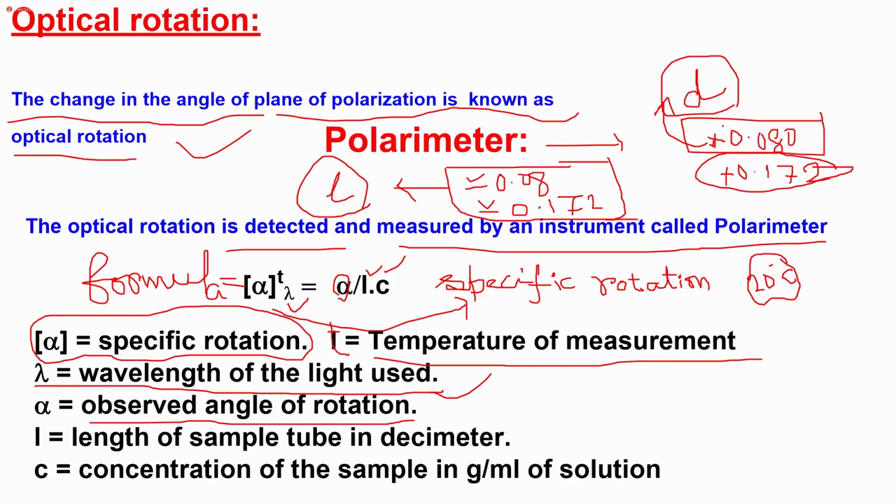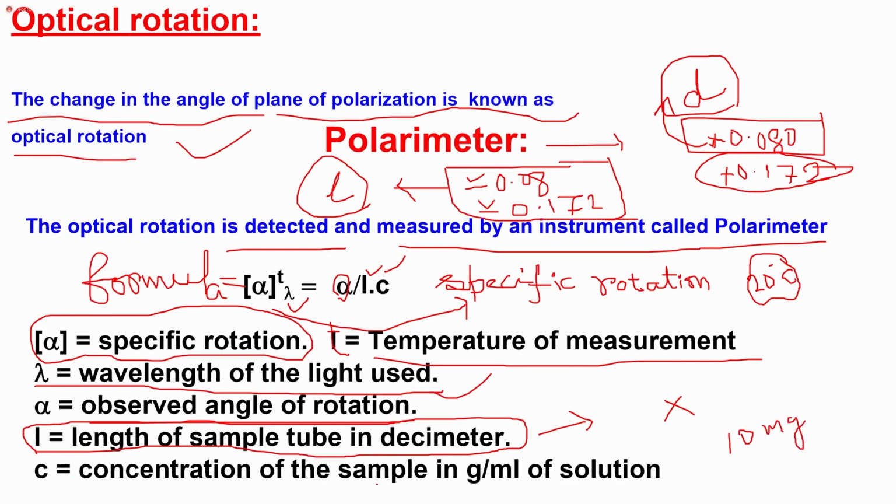Now we'll go to the length, L. L is the length of the sample tube in decimeters. Whatever length of sample tube in decimeters we are using in the polarimeter, let's say X, then we have to put the X value. Then the concentration of the sample is in grams per solution. Whatever concentration you are using, let's say you have 10 mg of compound.